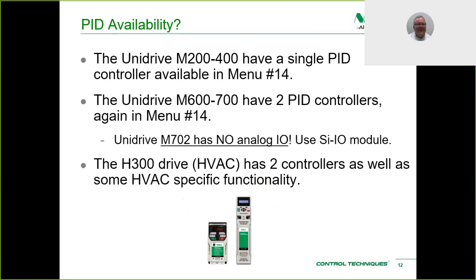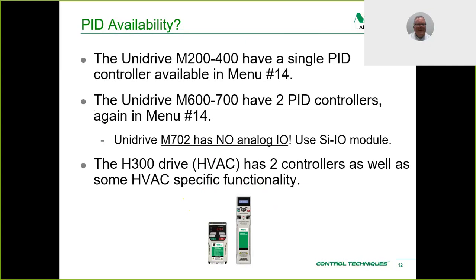So if you're intending to use the M702 because of its safety features and you want to use some sort of analog feedback for your PID, just insert an SI-I/O module in one of the expansion slots and you can wire your potentiometer or whatever the device is to that instead. Now the H300 drive, which is available for our authorized HVAC distributors, has two controllers built in as well, along with some specific HVAC functionality.